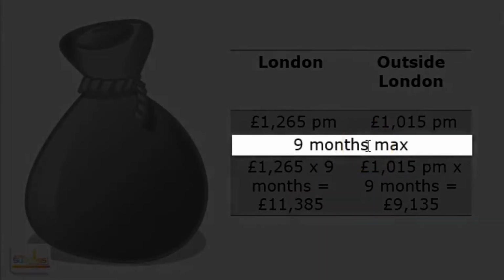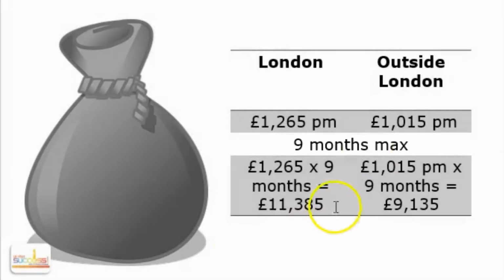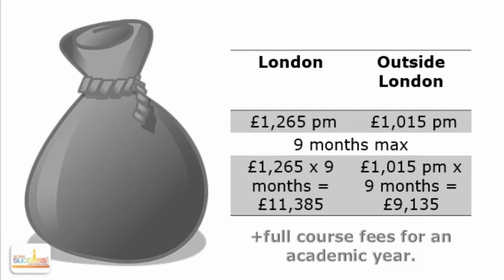So even if your course is for 1 year, the maximum amount you'll need to have in your account will be £11,385 if you intend to study in London, and £9,135 if it is outside London. And of course, this is in addition to paying the full tuition fees for the entire academic year. If the course is less than 1 year, then it has to be for the full duration of the course.